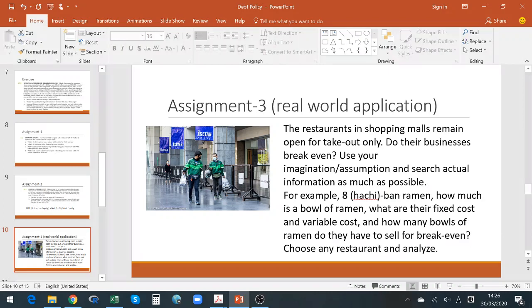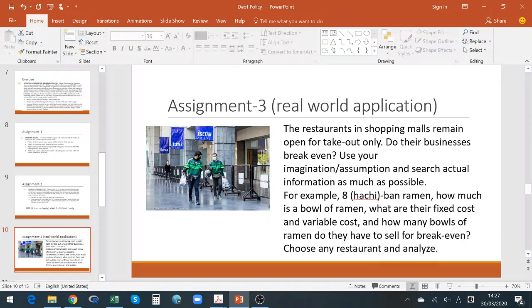For example, Hachiban Ramen, one of my favorite restaurants. You already know how much a bowl of ramen is, almost 80 to 120, so you can say 100. How many bowls of ramen do they have to sell for the break even, just for takeout only? Use your imagination or assumption, or search on the internet, for how much their fixed cost is and their variable cost, if you can find. Then make the analysis of how many units they have to sell to break even.